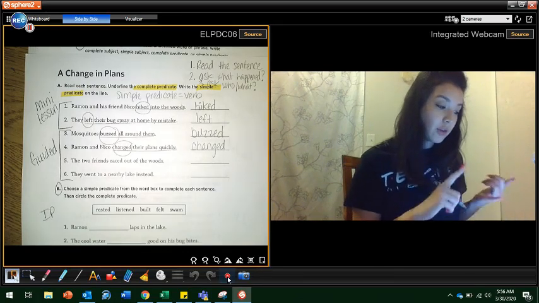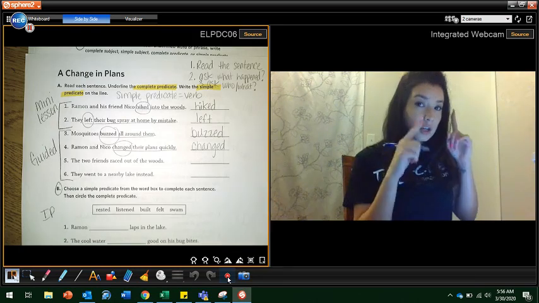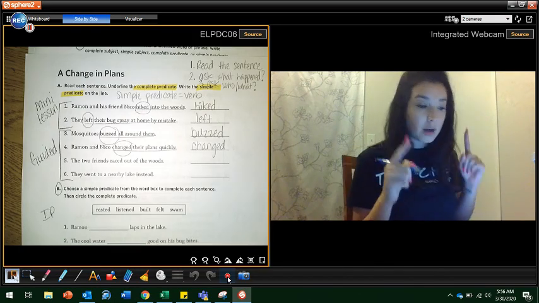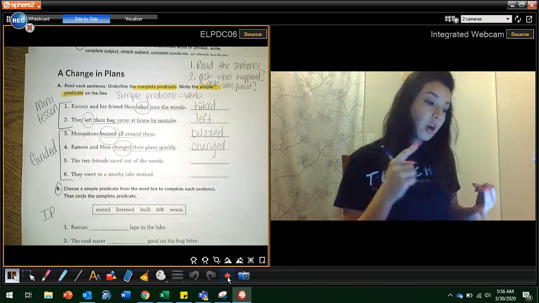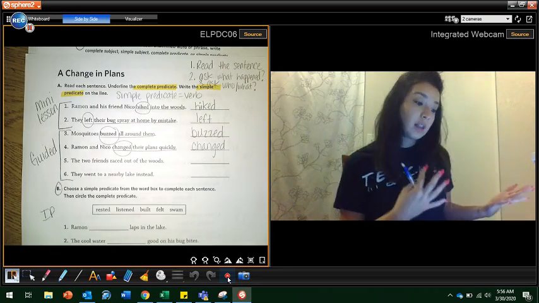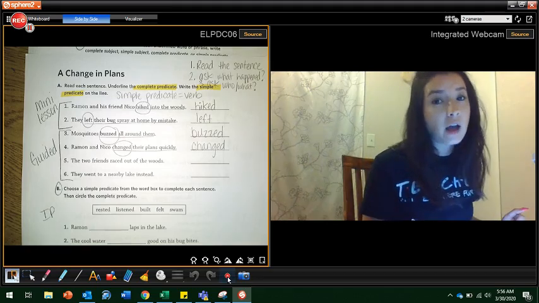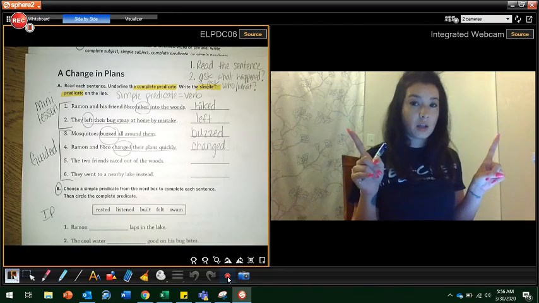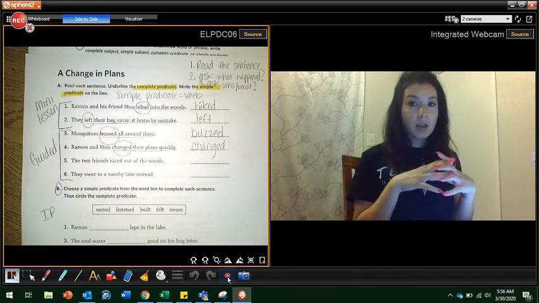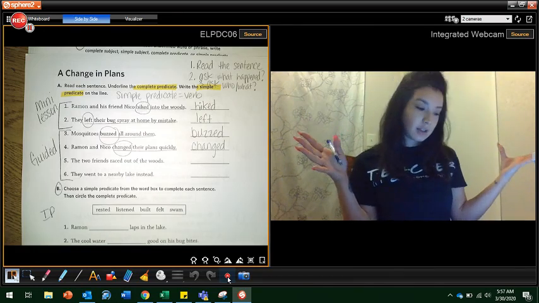So, let's review. You need to read the sentence. Start getting your thinking skills going. Think about your context clues, asking yourself questions like what happened, who or what the sentence is about, what did they do. This is going to help you find both parts of a sentence, a subject and a predicate. We put them together, it makes a complete sentence.